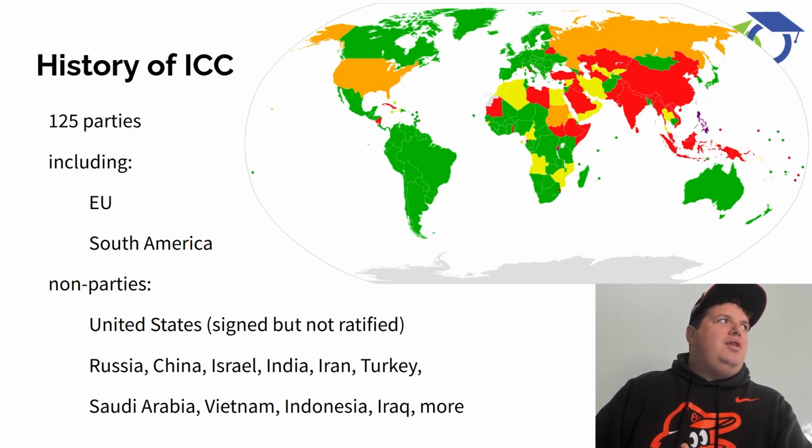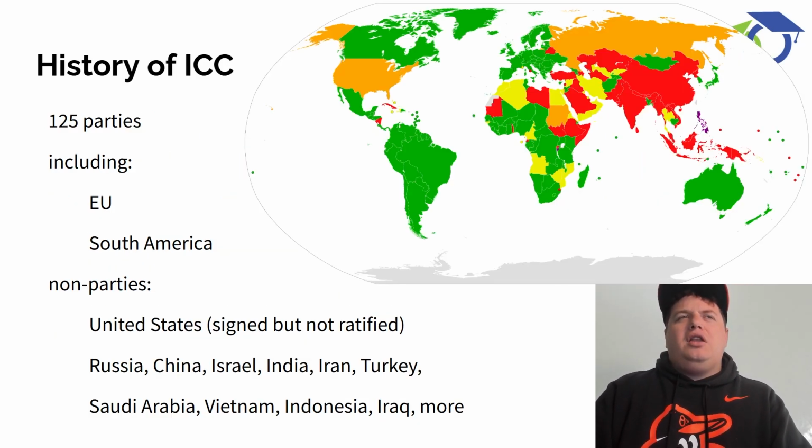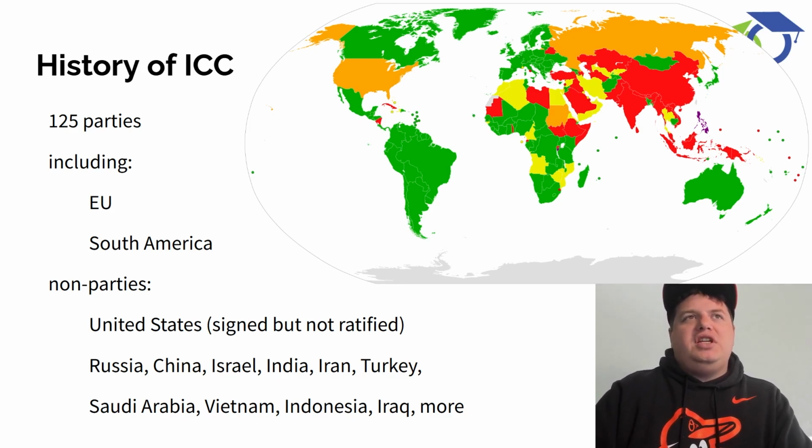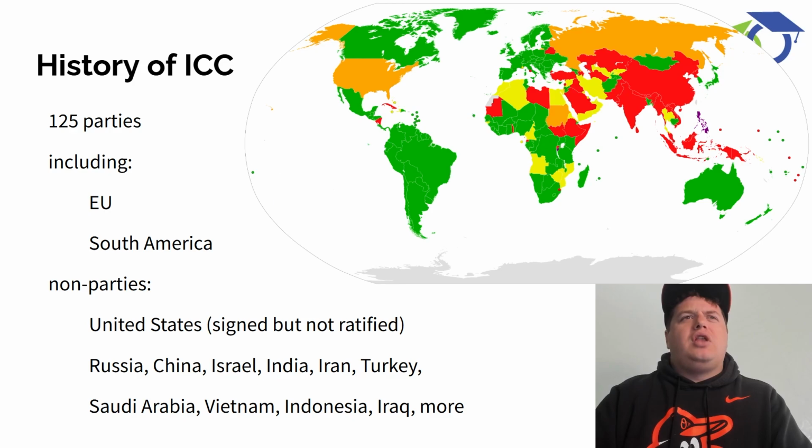So some important things to note. The ICC is a little less, I'm not going to say popular, it's a little less adopted than the Law of the Sea Treaty. You will note that there are a lot more countries who are not members of the ICC, like Russia and China, India, Turkey, Iran, Saudi Arabia. So there are large portions of the globe that are not party to the ICC.